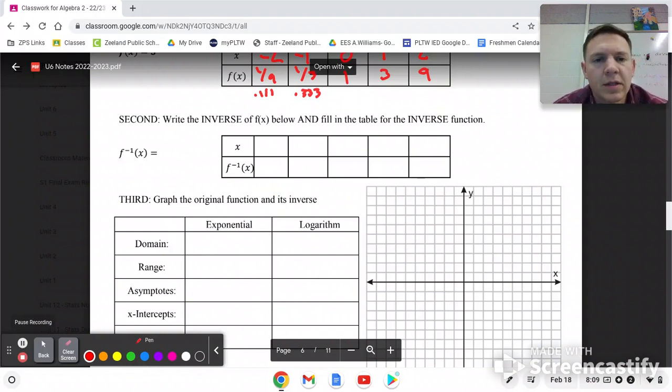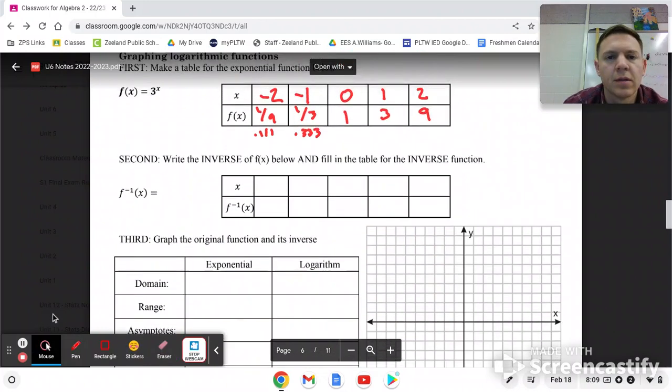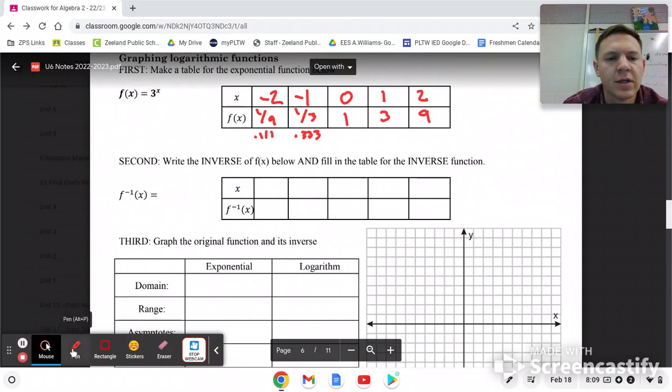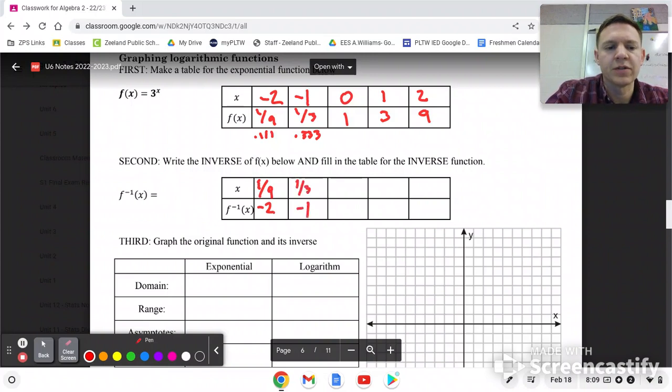Now let's write the inverse. We just wrote the 3 to the x values. Now, let's write the inverse values. And if you remember from first semester, the x's and y's of an inverse just flip-flop. So the y of the original function becomes the x of the inverse and vice versa. Just flipping the x's and y's. I'm going to finish those. All right, and we get those values.